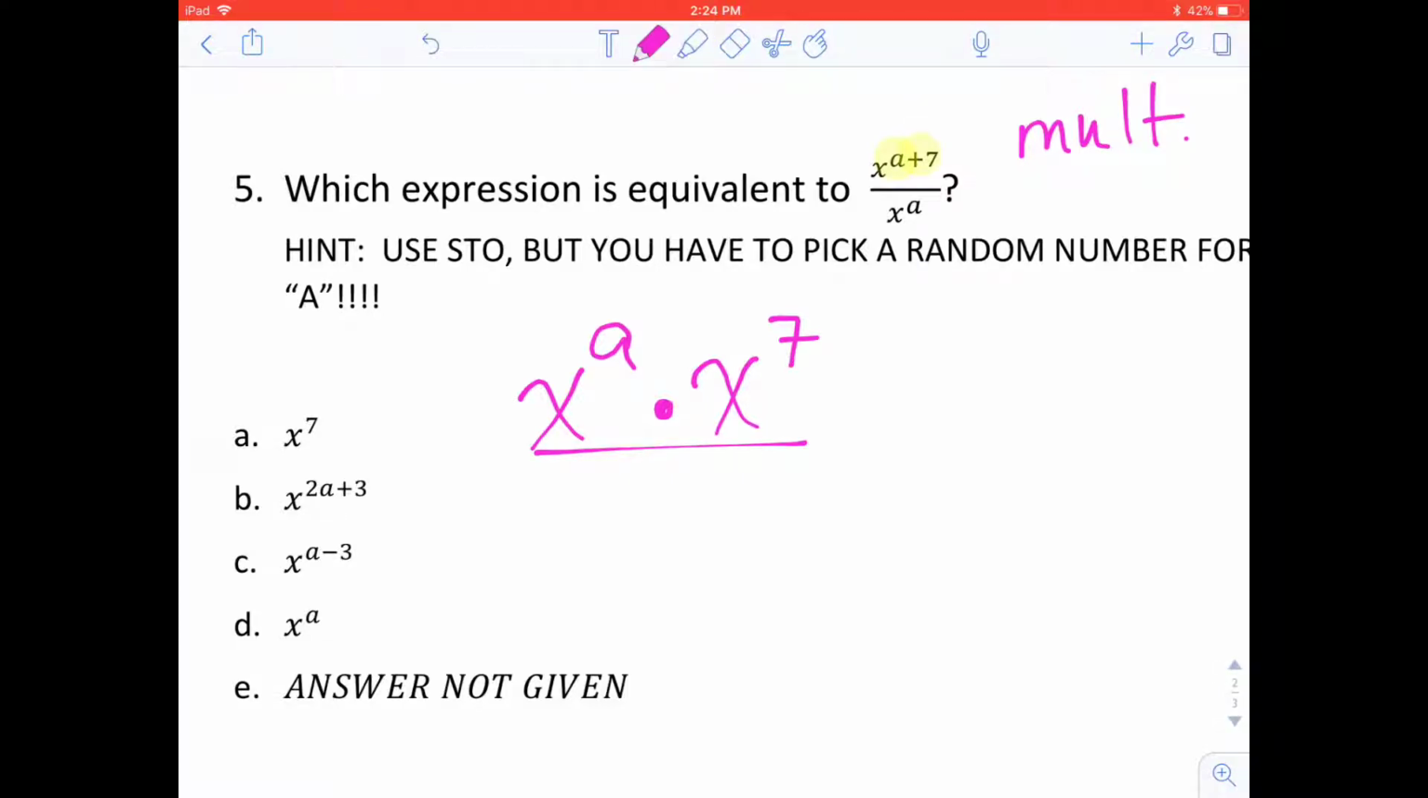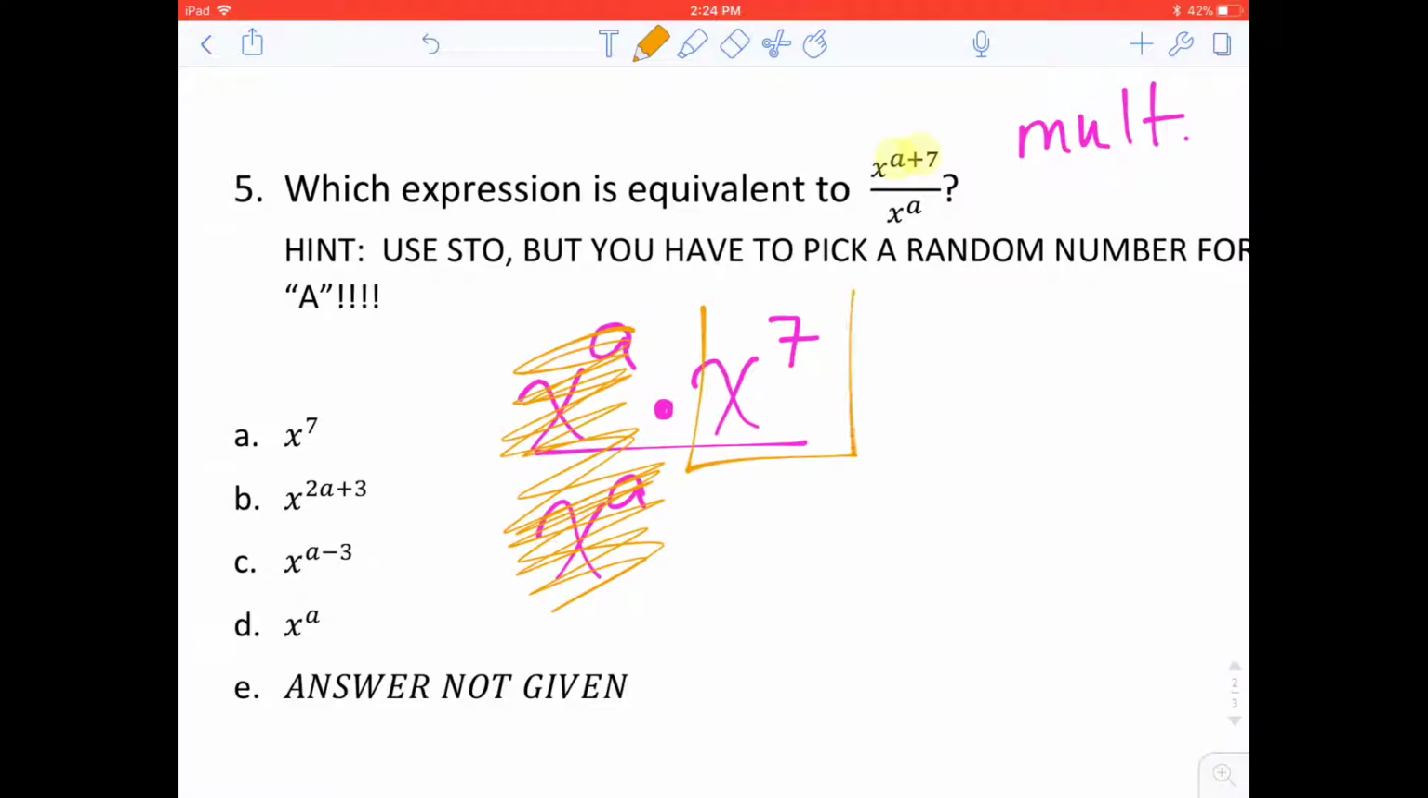And then now I'm going to write x to the a on the bottom. Well, look right here. If you have an x to the a on top and you have an x to the a on bottom, it creates a canceling set. And guess what I'm left with? X to the 7th.